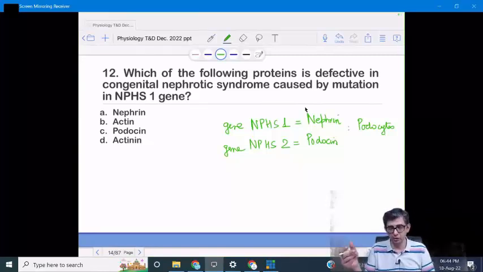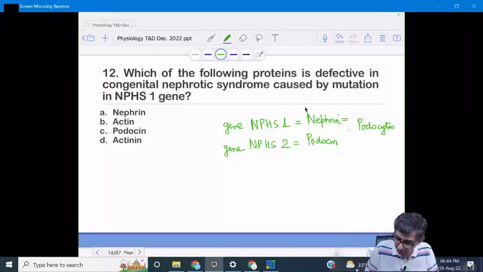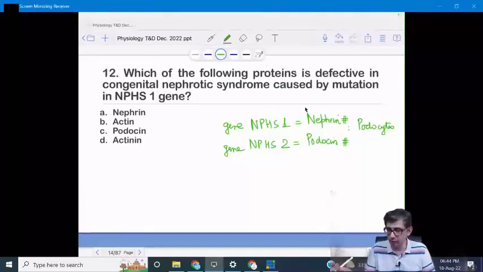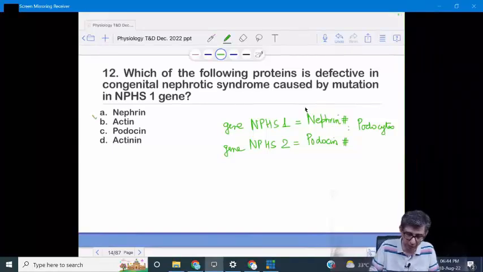So if these proteins are defective, then the podocytes will not be able to function properly, and the function of podocytes is to limit the protein leakage. I told you there are two steps to stop protein: one is heparan sulfate and second is podocytes. If podocytes malfunction, the protein will be lost in excess. The correct answer for this question would be option number A.